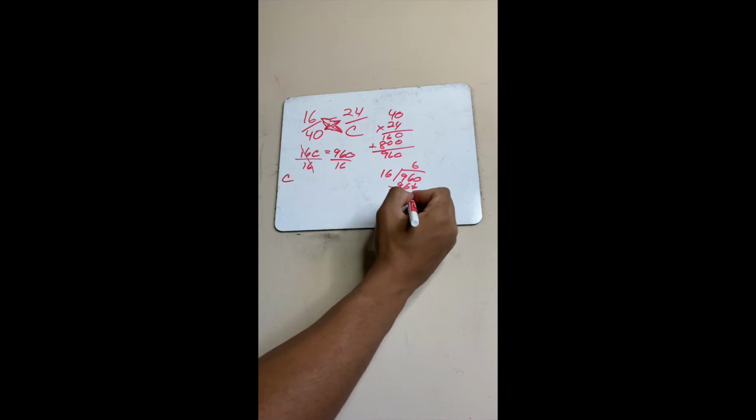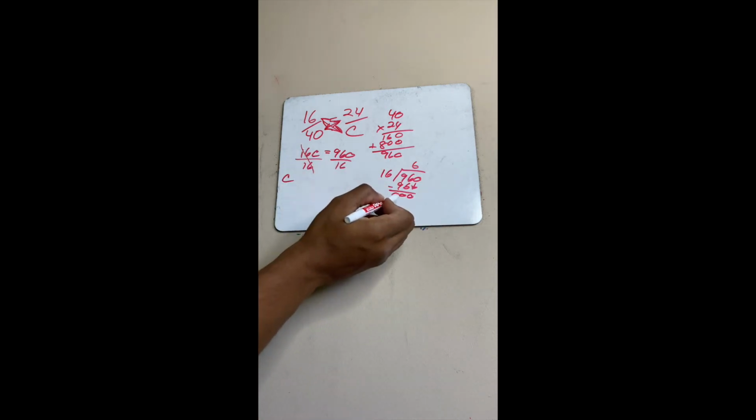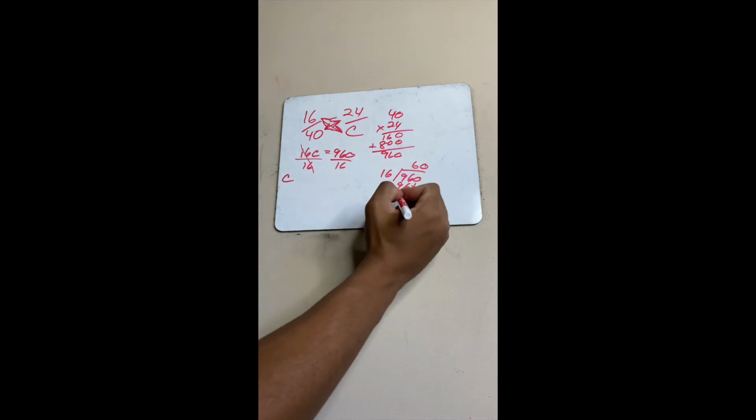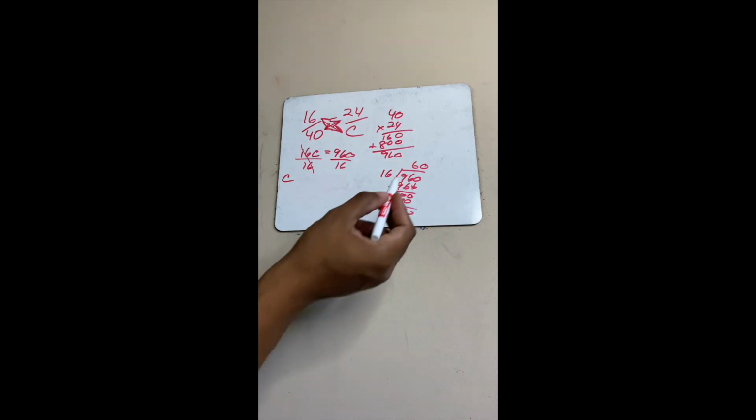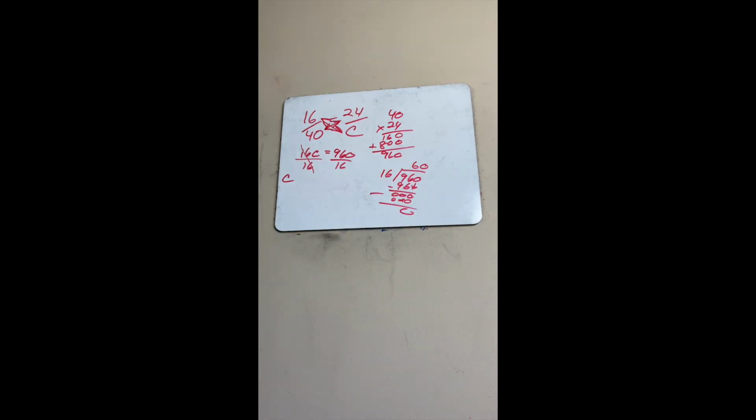Bring down my 0 again. 16 goes into 0 0 times. And there you have it. Okay, just to finish it out. So, let's go ahead and get that back. C is equal to 60. So if Chenzira wants to use somebody else's recipe that has a proportion of 16 to 40, but she wants to start off with 24, then her bottom number is going to be 60. Okay? That's the first one.